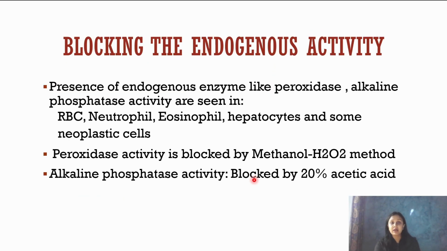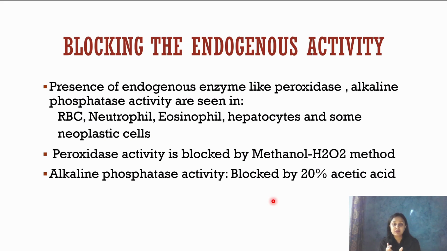Next step is blocking the endogenous activity. So blocking the endogenous activity, what exactly does this mean? There is presence of endogenous enzymes, for example, peroxidase, alkaline phosphatase. This activity is seen in many cells of the tissue, like RBC, neutrophils, eosinophils, hepatocytes, some neoplastic cells, and many more. What these enzymes do is they themselves have some form of color which they produce while we are processing our tissue.